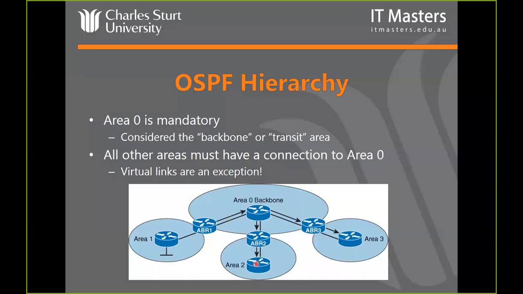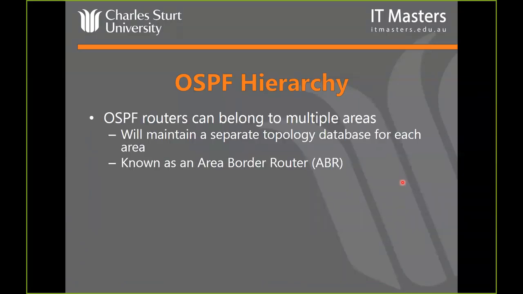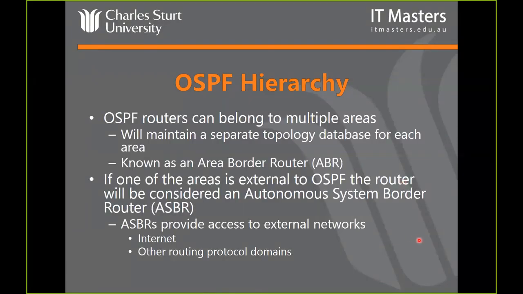Okay, so backbone, this router here is not a border router, it's just a router. This router here, just a router. This router here, just a router. So they're just OSPF routers. But these three guys here are area border routers because they touch multiple areas. So OSPF routers can clearly belong to multiple areas because we've just seen that. In that case, they will maintain a separate topology database for each area that they're connected to, and they then become known as an area border router, as I said.